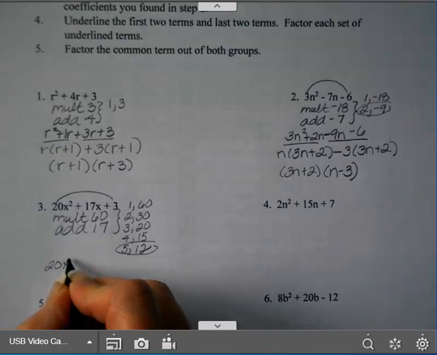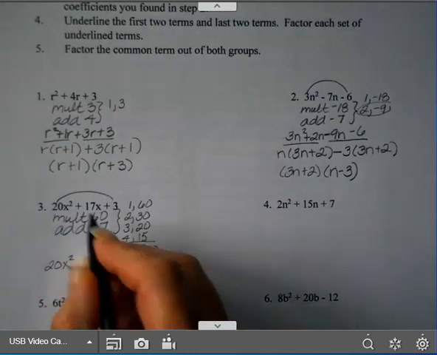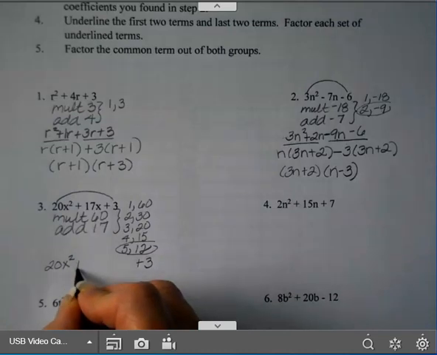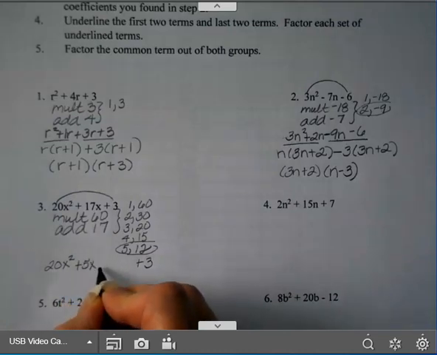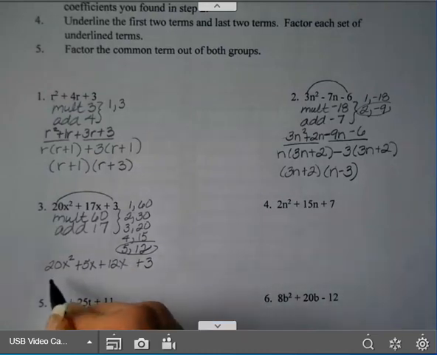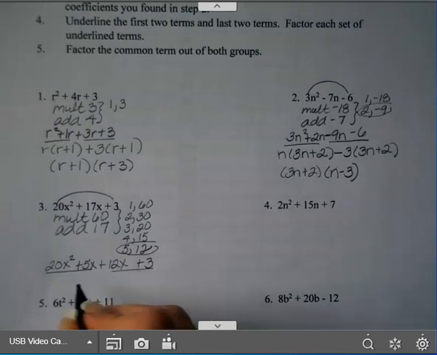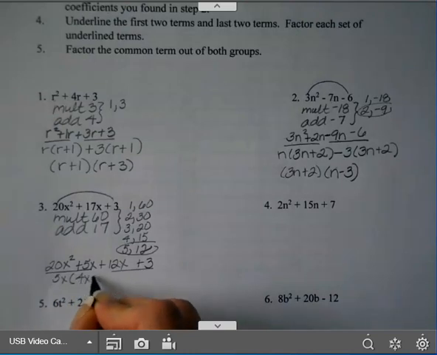I'll write 20x squared, skip some space and write the plus 3. Instead of writing 17x, I'm going to write 5x and 12x. That's still 17x though. Okay, so I did step 3 and I split my x term into 2 terms. Step 4 is to underline each set of terms. This first group has a 5 and an x in common, which leaves me with 4x plus 1.